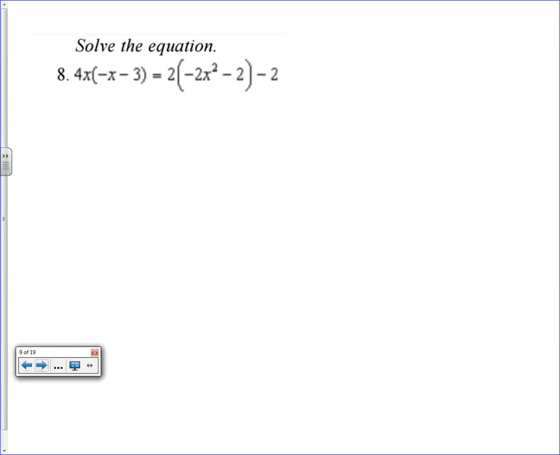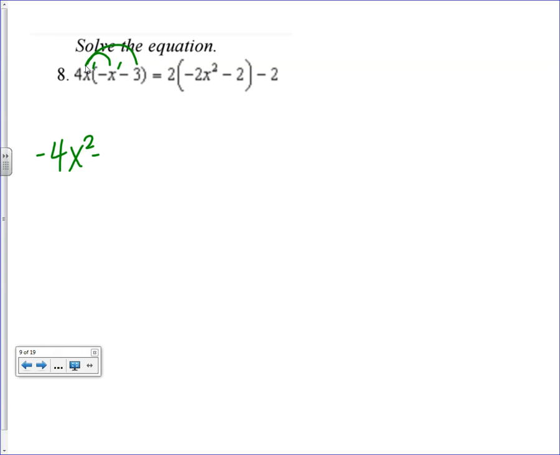Do y'all see how there's equal signs in these two problems? Okay, so we are going to need to distribute first. So Sarah, could you distribute for me? What is 4x times negative x? Yep, and then this is x to the first, and x to the first makes x to the second. And then how about 4x times negative 3, ma'am?